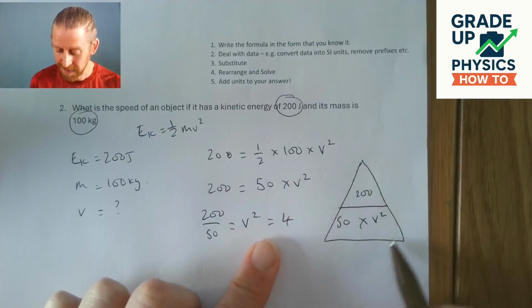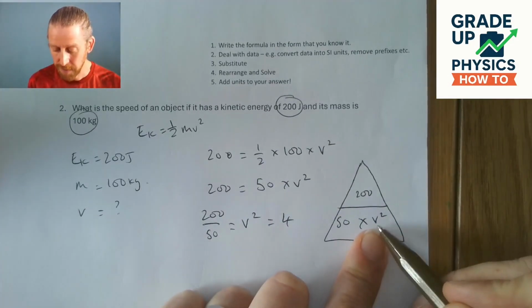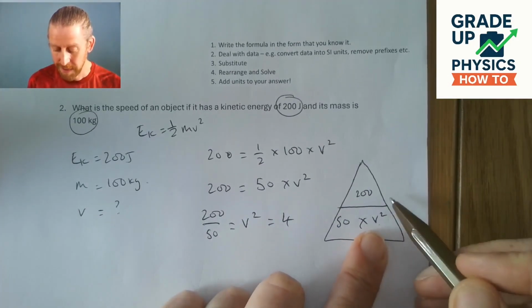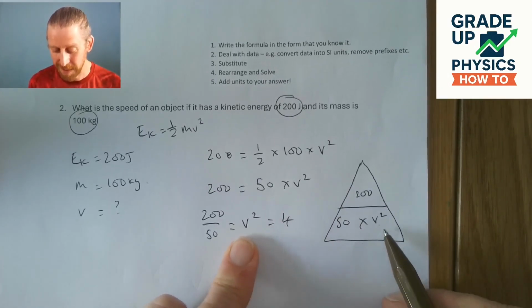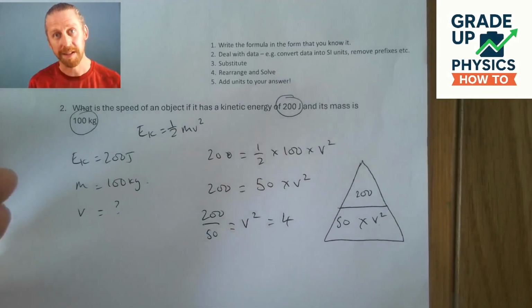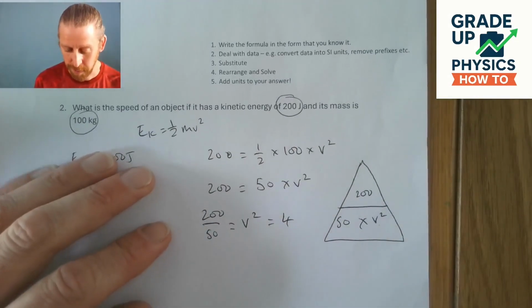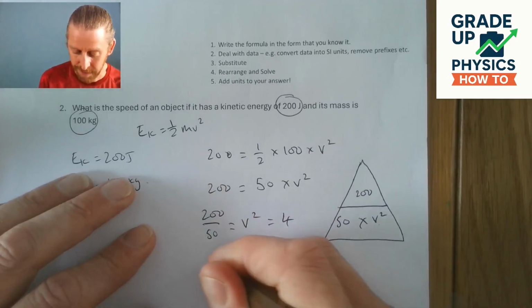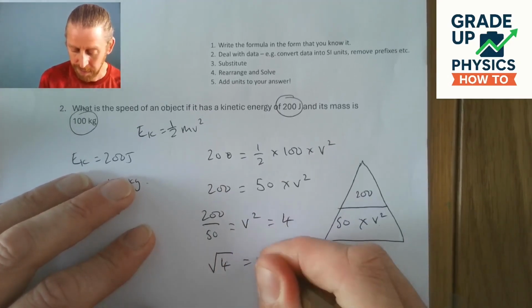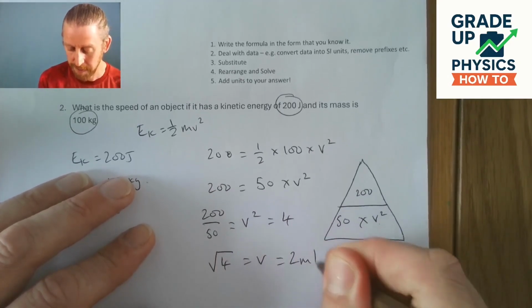This time what's interesting about our triangle is we haven't got v on its own. This is v squared. So when we've used the triangle this time, we've actually worked out what v squared is rather than v. So we still have one more step that we need to do. Now of course our good old friend the square root is going to come in here. So v squared equals 4. So what that means is if I square root 4, this will give us our v, which is 2 meters per second.